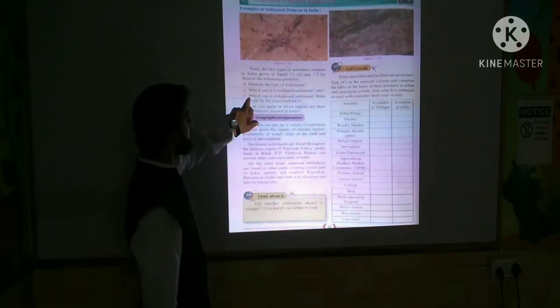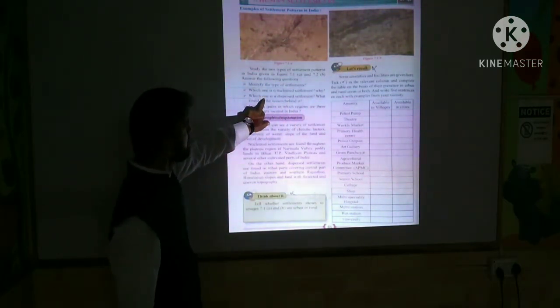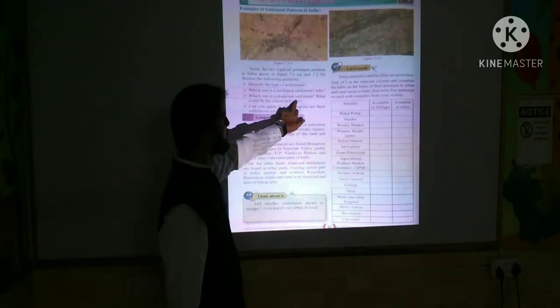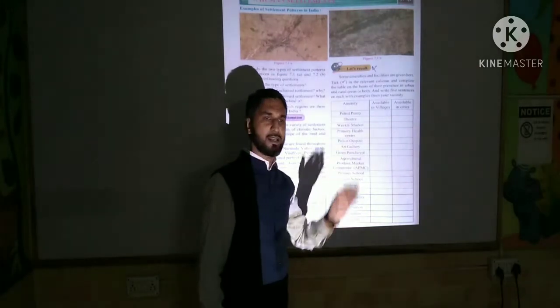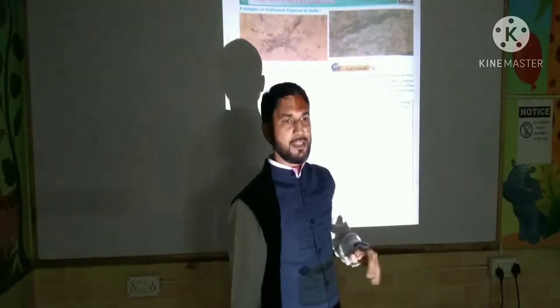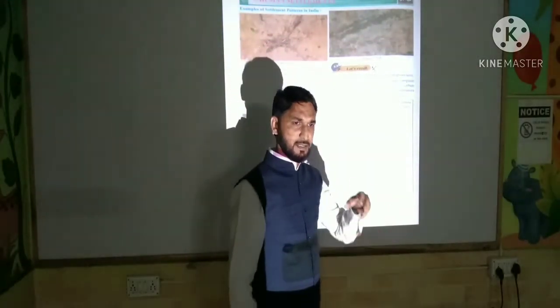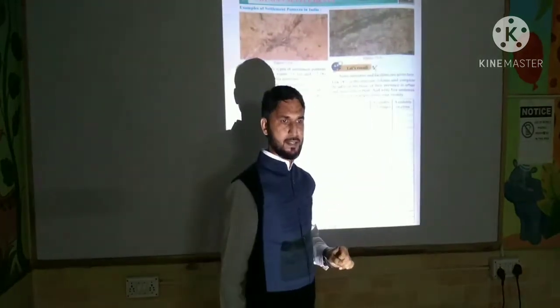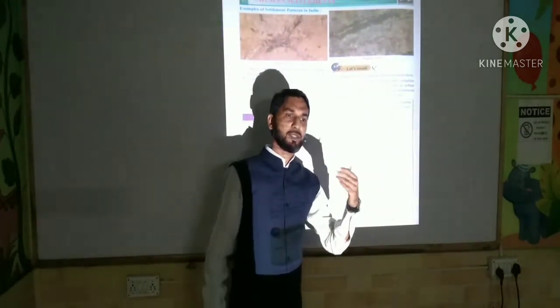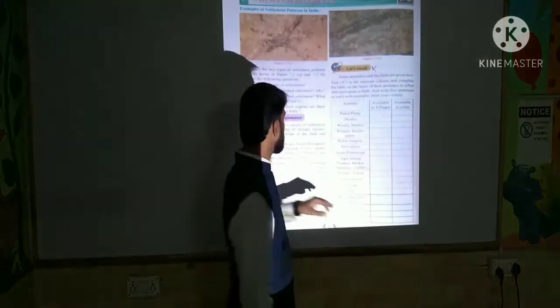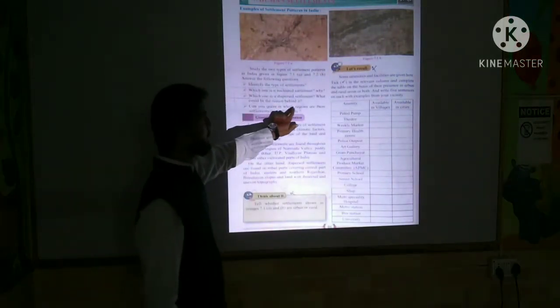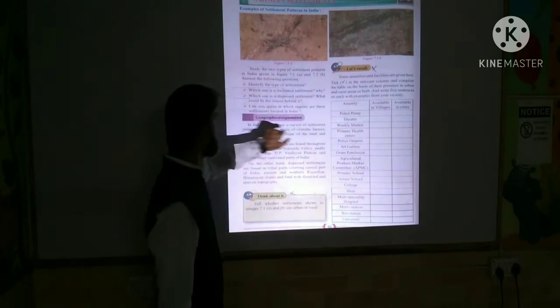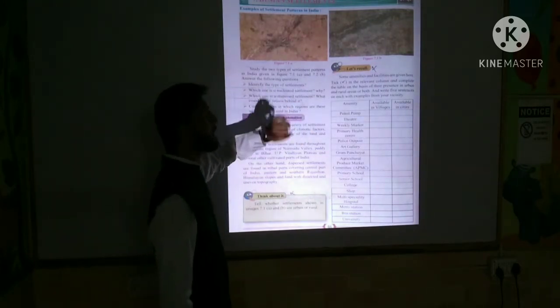Third point given here: which figure shows dispersed settlements? We can understand that example with the help of our villages. In our villages we see our houses are at different places. So dispersed settlements we can see in our villages. Can you guess in which regions of India these settlements are located?